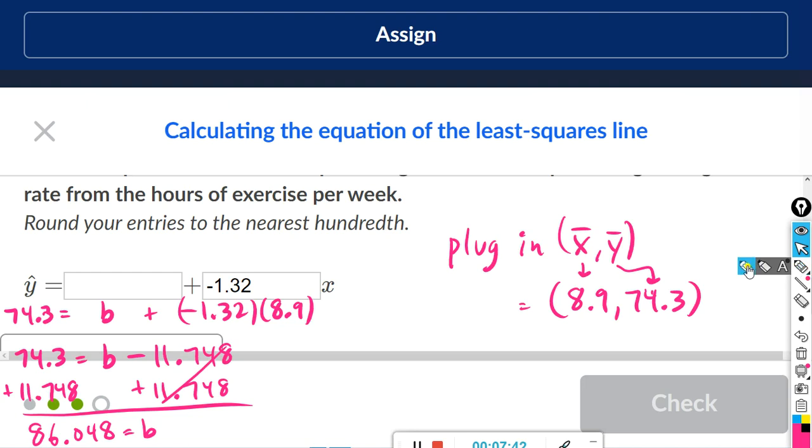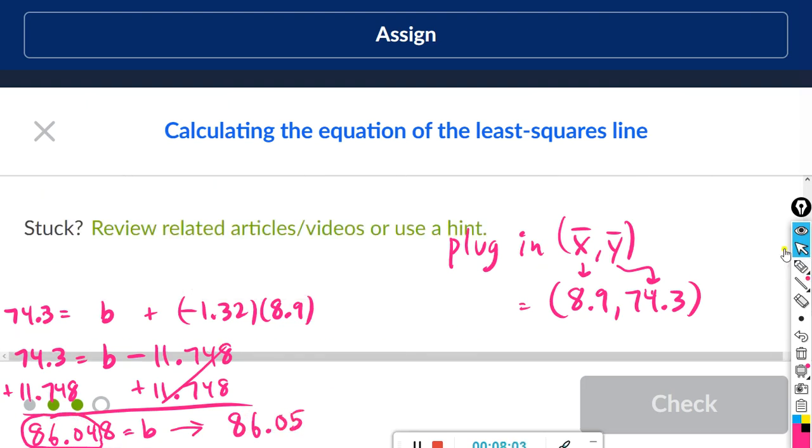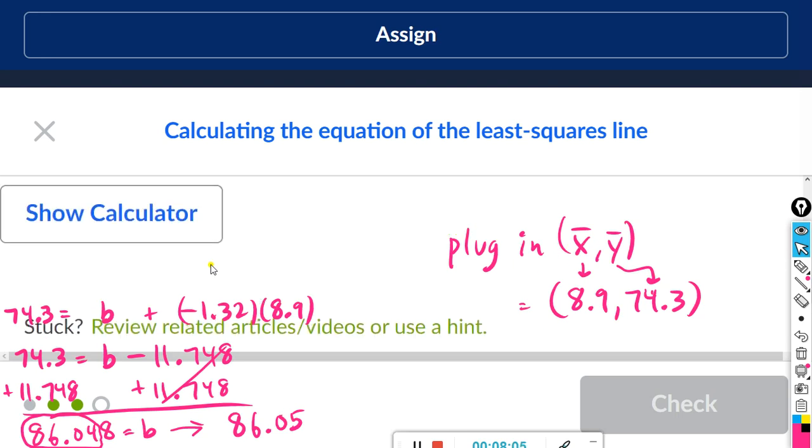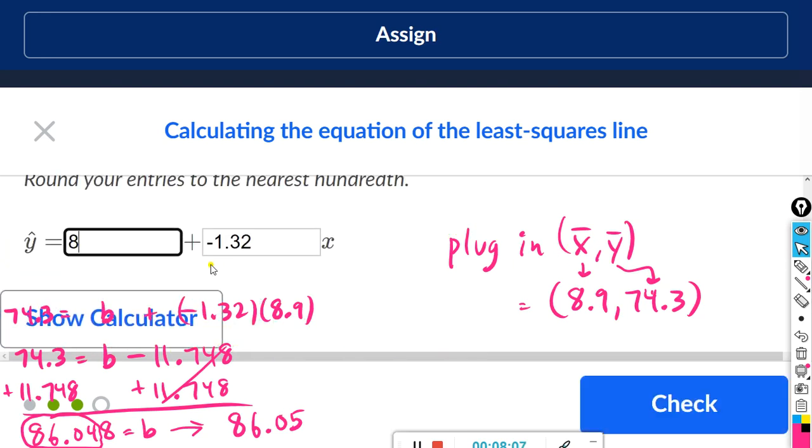Now it says round to the nearest hundredth. All right, so you look at the third decimal. Since this is 5 or more, we're going to round it up. So this 86.04 is going to become 86.05. And just enter that in the box for B, 86.05.